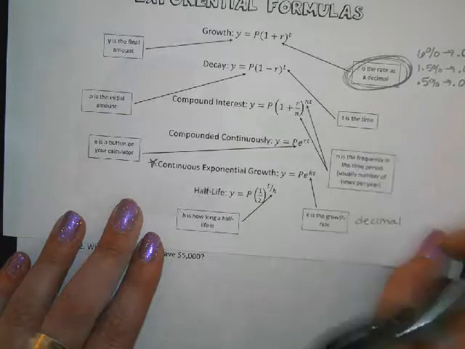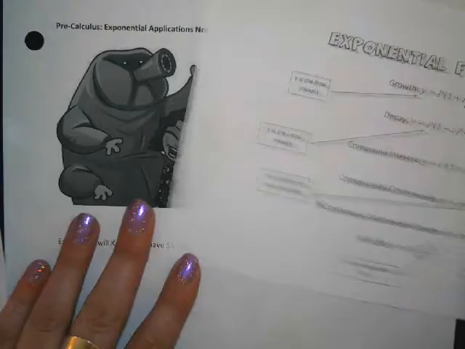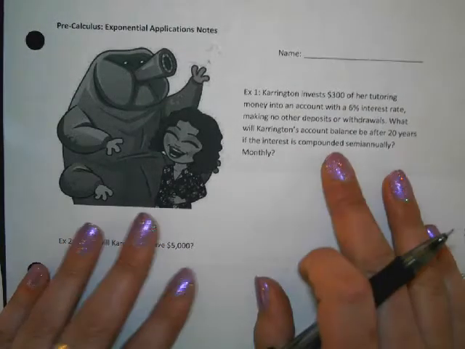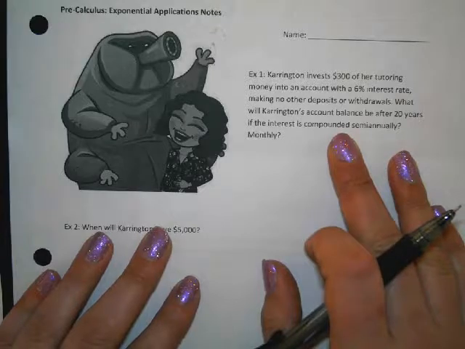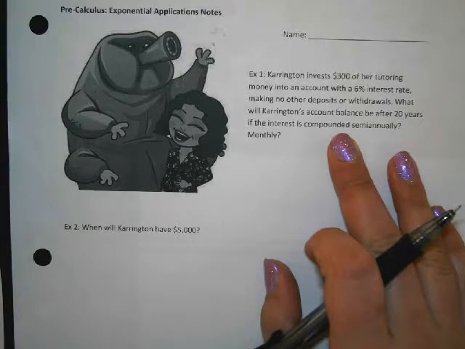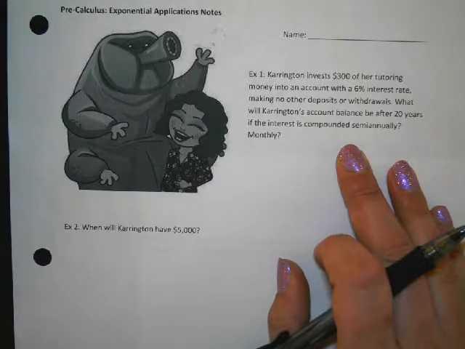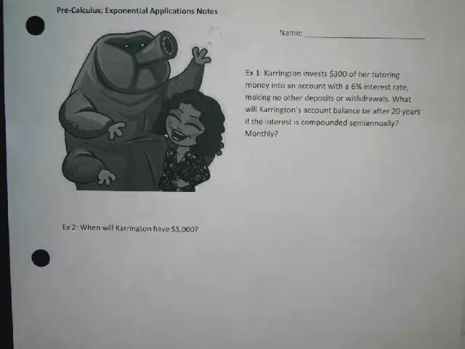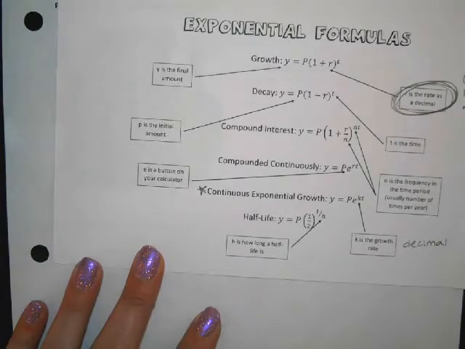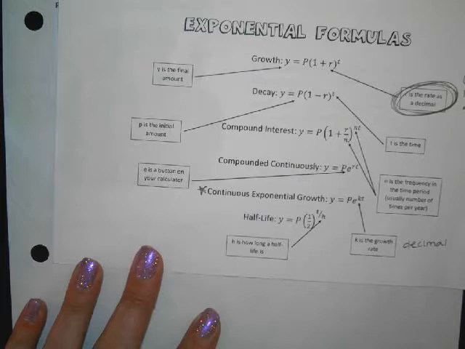All right, let's go ahead and look at the first problem. It says Carrington invests $300 of her tutoring money into an account with a 6% interest rate, making no other deposits or withdrawals. What will Carrington's account balance be after 20 years if the interest is compounded semi-annually? So if you look at the formulas, which of the formulas allows us to plug in an interest rate, allows us to think about 20 years, allows us to think about a starting amount of 300, allows us to think about getting interest semi-annually?